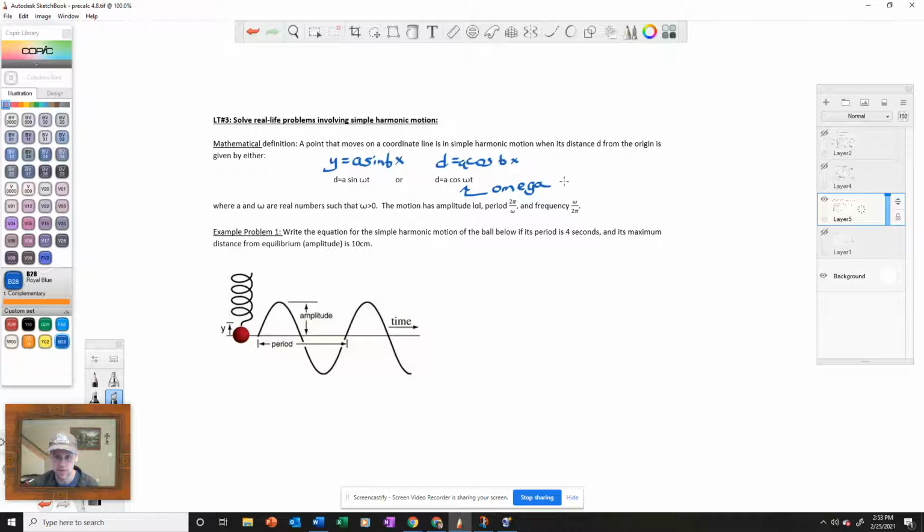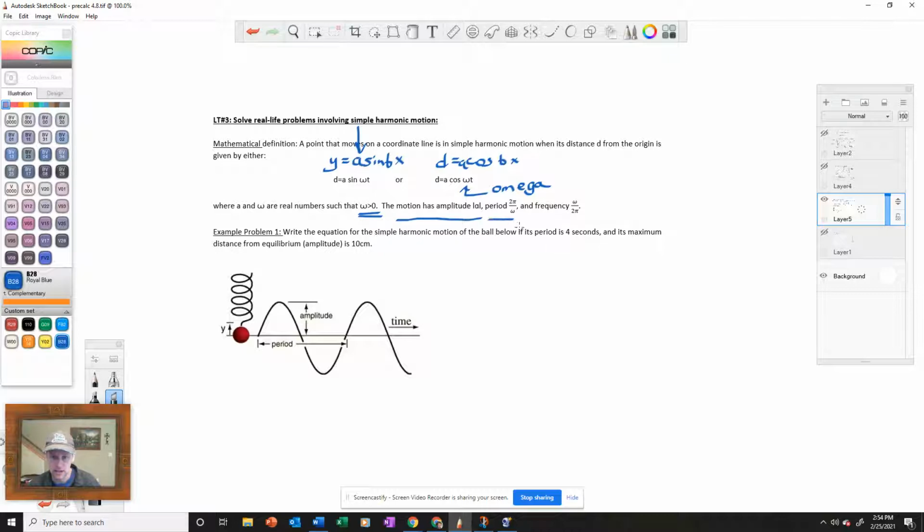That is a Greek letter. It looks like a W, but it's actually the last letter of the Greek alphabet, called omega. They point out here that a and omega are real numbers, and omega has to be positive. Of course, omega has to be more than 0 because, as you know, that b, or that omega, tells you how many cycles are in 2 pi, and you can't have negative cycles in 2 pi. It also points out that the motion has an amplitude of the absolute value of a. You knew that.